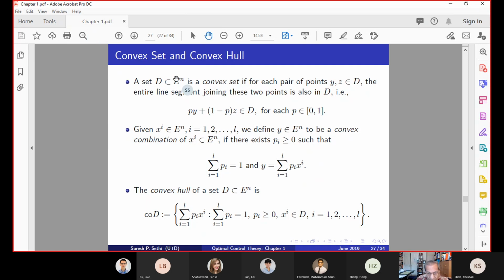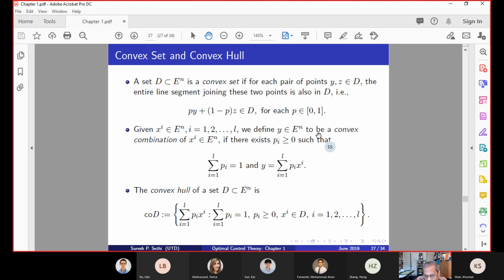Okay. So D in n-dimensional space is a convex set if for each pair of y and z, the entire line segment joining these is also in D. So you know that a set like that is a convex set, but if I go like this, it's not a convex set. That means if I take any 2 points in the set and I join them, the line has to be all inside the set. So that would be a convex set.